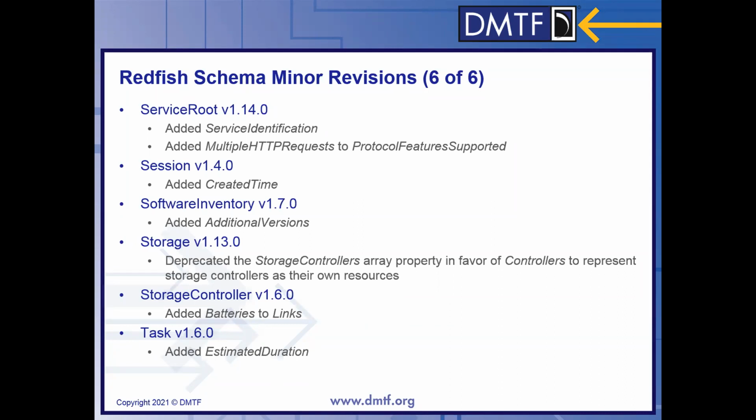There's also multiple HTTP requests added to protocol features. This was to help let clients know that certain types of web servers may or may not allow for multiple outstanding HTTP requests. Some are serial, some are not. So this is a way to give a client a little bit of information to say, how many requests can I make before waiting for a response?